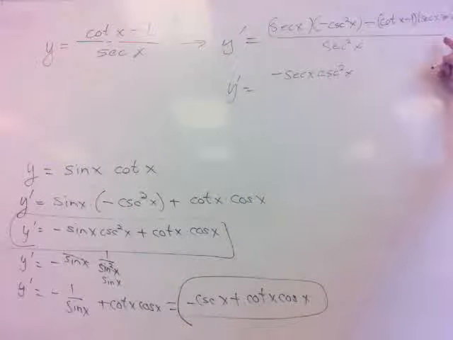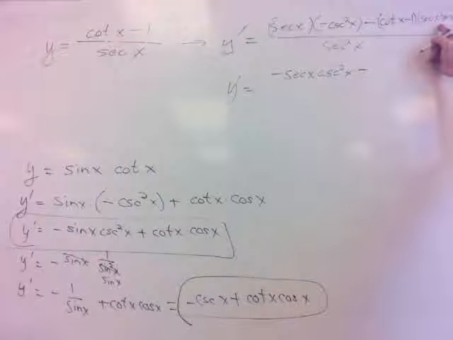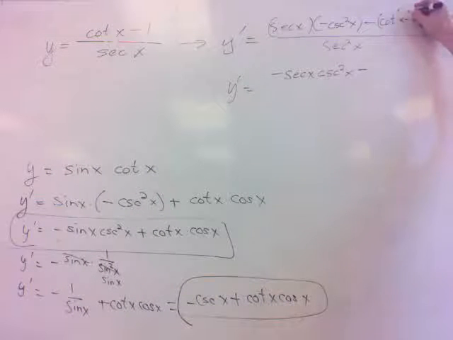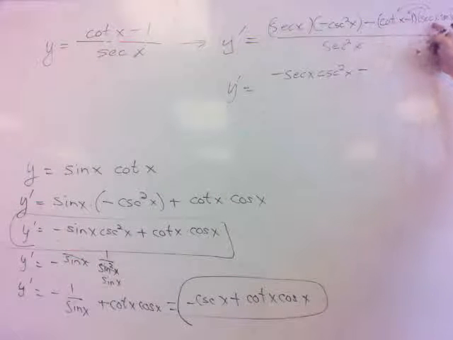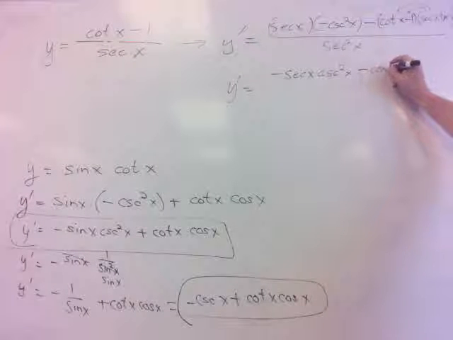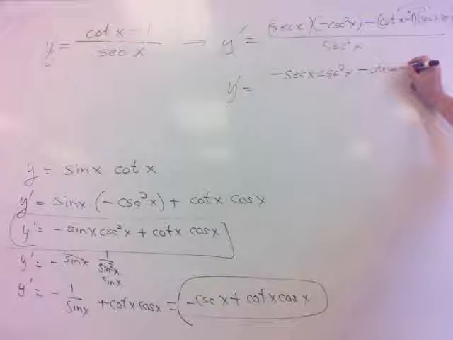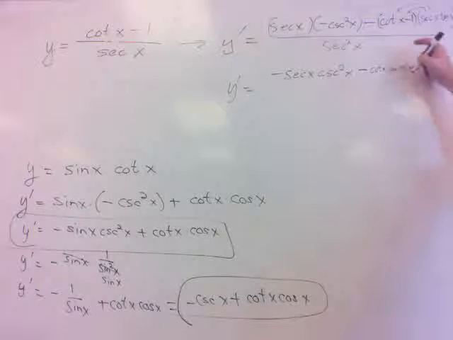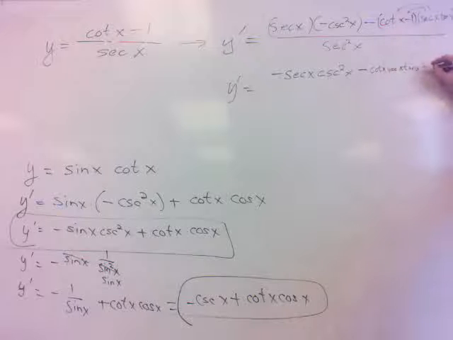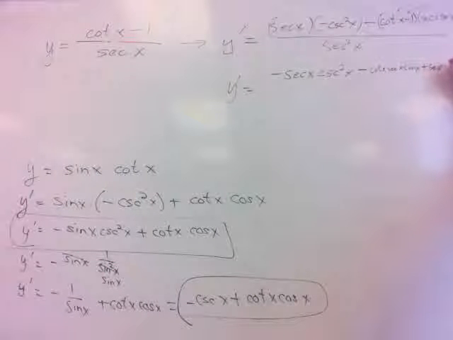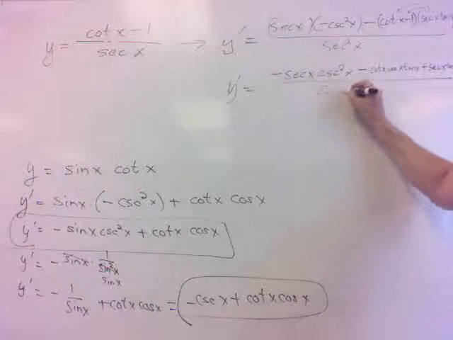Here, we could multiply these things together, so I'll have minus, what would that be? It would be minus cotangent x, secant x, tangent x, and then minus, that'd be plus 1, secant x, tangent x, over secant squared.